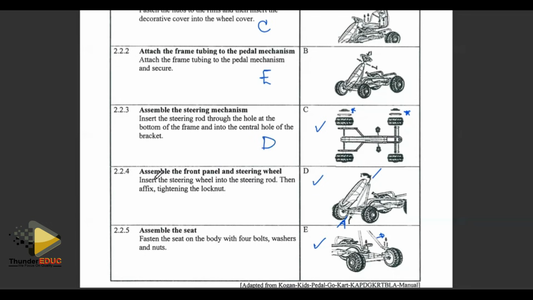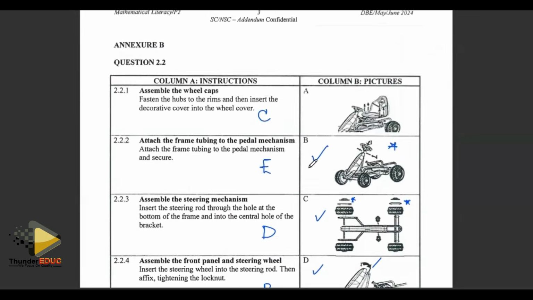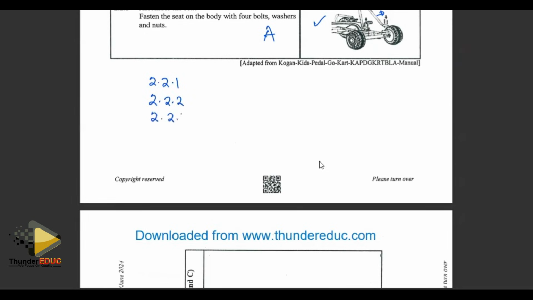All right, this says assemble the front panel and the steering wheel. Definitely, this is the one where the steering wheel is already put there. So B is taken, B comes here. And definitely the last one has to be A. In short form, they wanted you only to write the number, which was 2.2.1, then the letter. 2.2.2. This is what you do in your exam answer book.